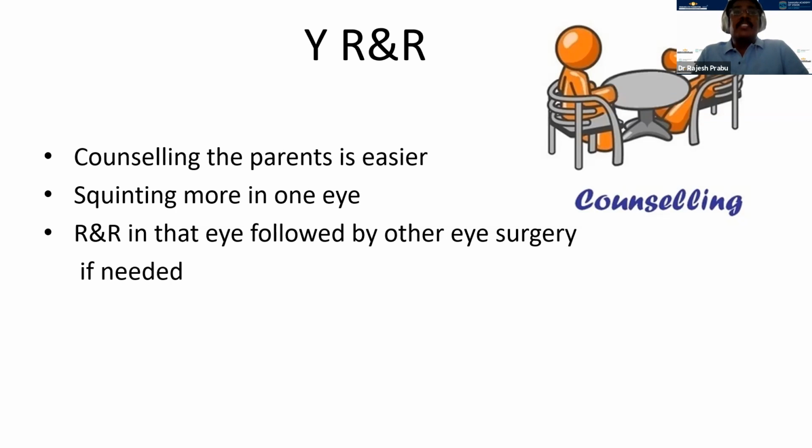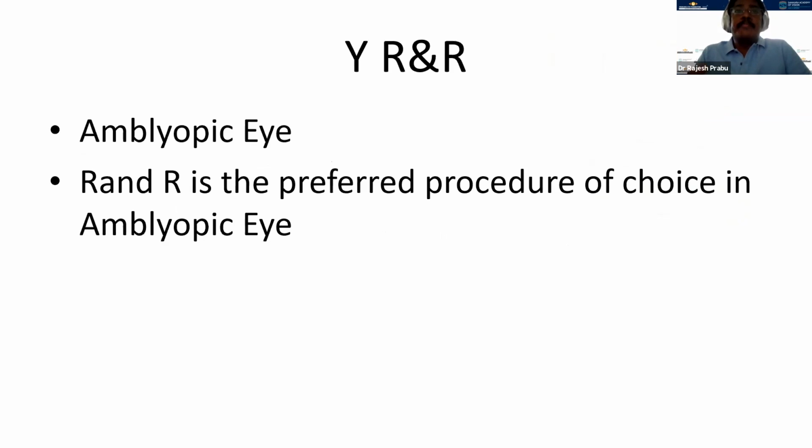So I just go with the patient's complaint: whichever eye they feel the squint is more present in, I do operate that eye first. And then I clearly tell them that the other eye surgery might be needed if there is a residual squint later. So this is one important factor which I have learned through the last few years, which made me choose more of the R&R procedure.